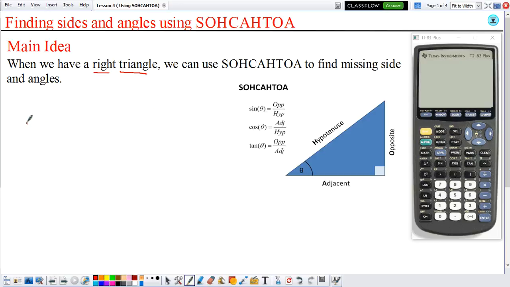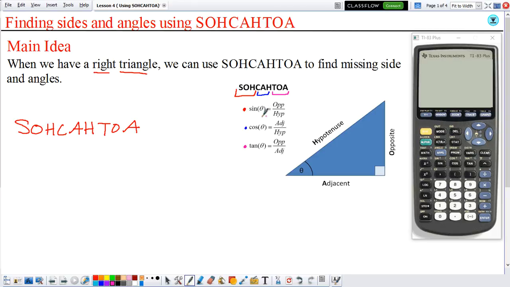Now, what does Sohcahtoa stand for? Let's do a small review here. Sohcahtoa stands for the following. Soh, the sine is equal to the opposite over the hypotenuse, which is what we have here. Cah stands for the cosine equals the adjacent over the hypotenuse, which is what we have here. And Toa stands for the tangent is equal to the opposite over the adjacent, which is what we have here.